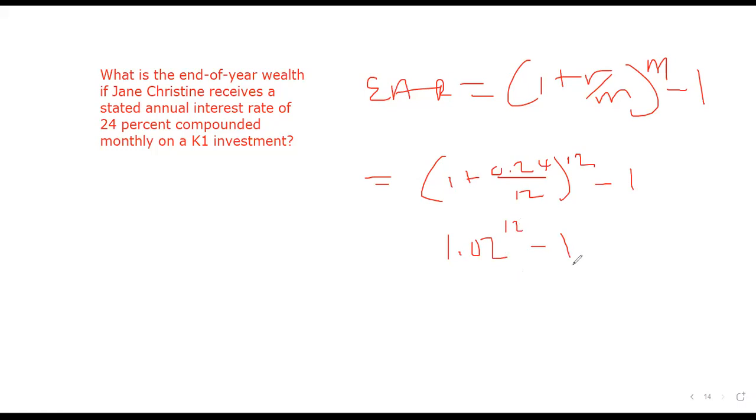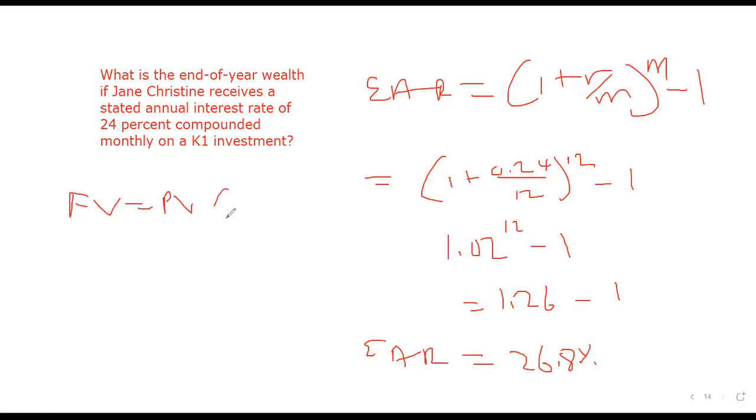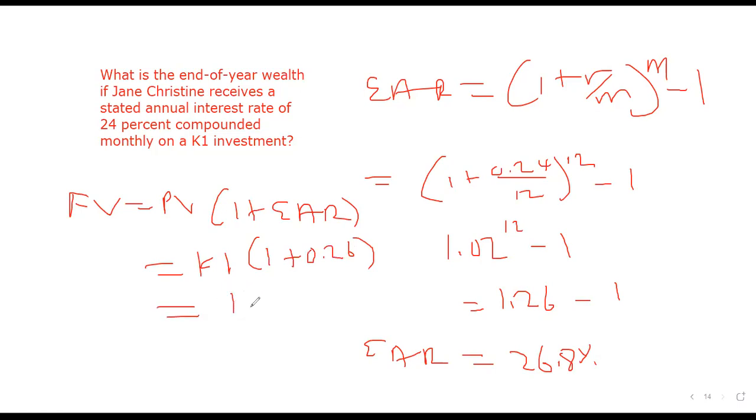So this amount will give us 1.268. Minus 1, the effective annual rate is 26.8%. But we're going to apply this to the investment, so the future value is equal to the present value times 1 plus the effective annual rate. So here the 1 quarter is our present value, 1 plus 0.268. When we multiply that, we simply get 1.268 as our end of year worth.